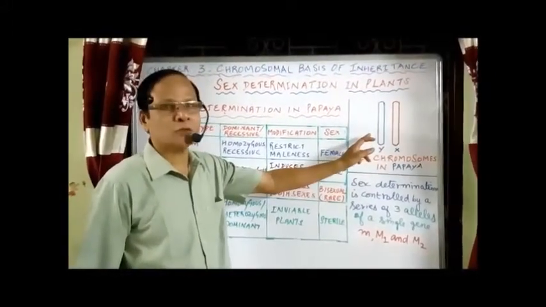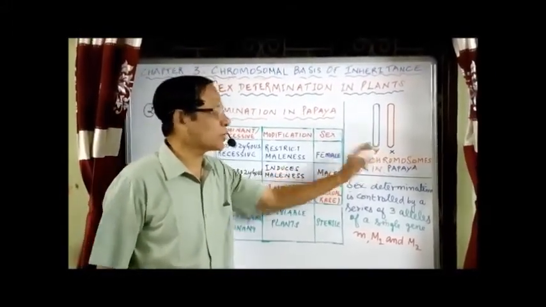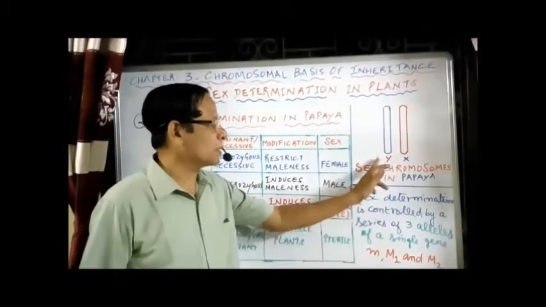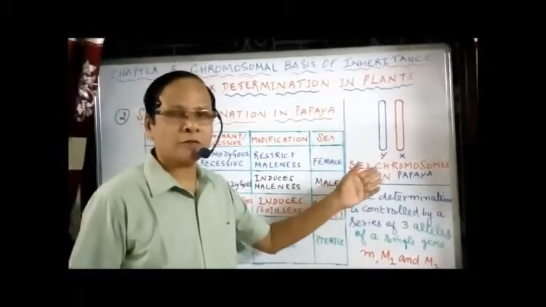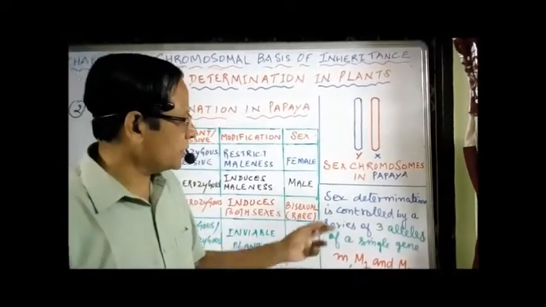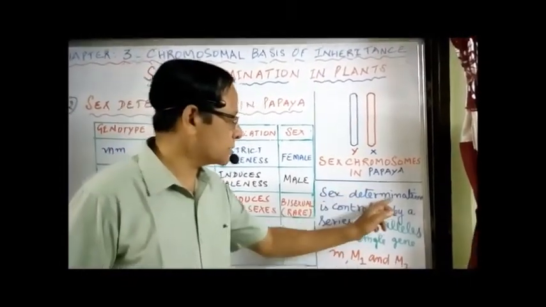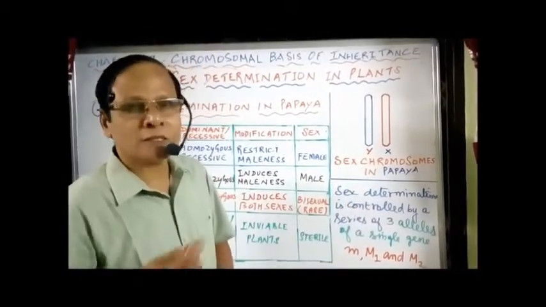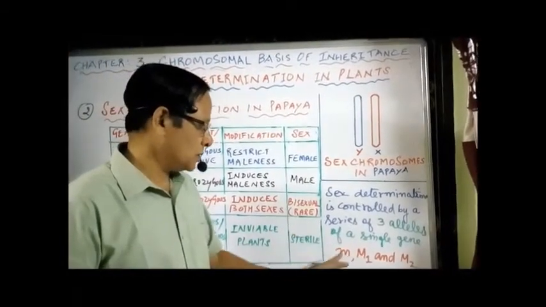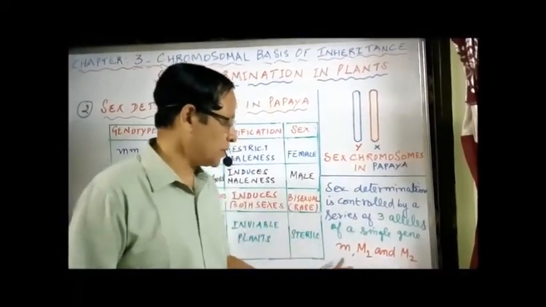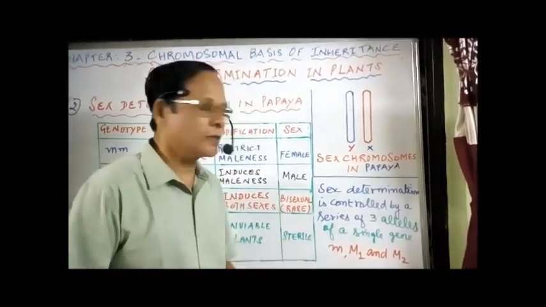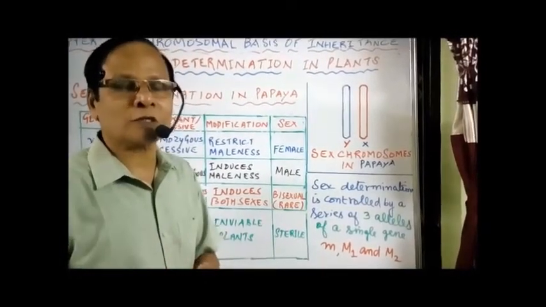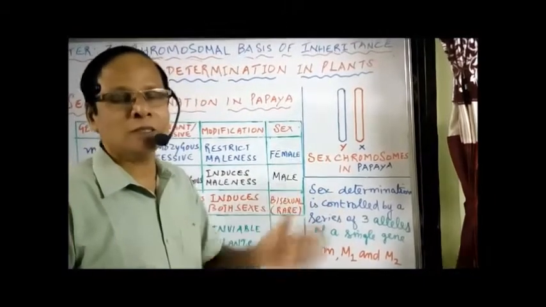In the papaya plant there are 2 types of sex chromosomes, namely X and Y. X bears the genes for the development of the female sex organ and Y carries the genes for the development of the male sex organ. Now in papaya, sex determination is controlled by a series of 3 alleles. The alleles are M, M1 and M2. M is recessive, M1 and M2 are dominant, of a single gene M. So 3 alleles in different forms are responsible for controlling sex determination in the papaya plant.